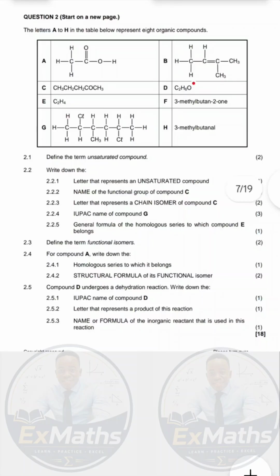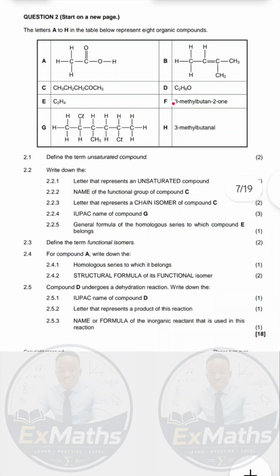But which molecules have one oxygen? Examples, we have alcohols. An alcohol has only one oxygen. So in this case, we may assume that this is an alcohol. Then let's go to E, C2H4. This one is an alkene. From the general formula of an alkene, we know that CnH2n, the hydrogens must be twice the number of carbons. So C is 2, then 2 times 2, we get a 4. So this is an alkene.